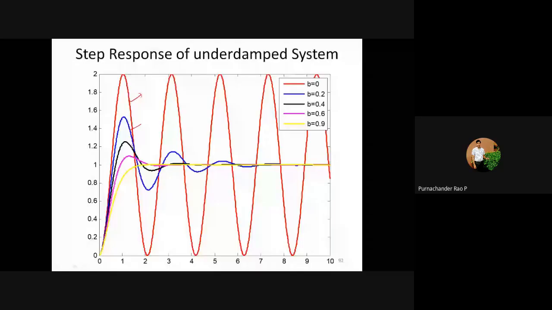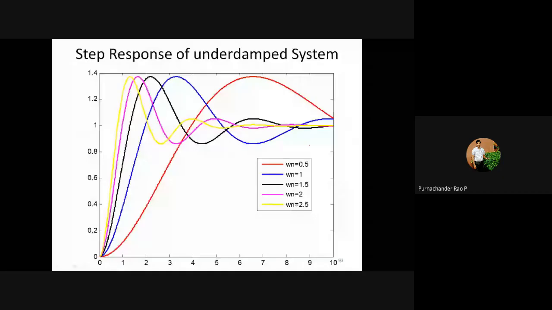Okay, so here the first one, b is equal to 0, means zeta is equal to 0. So undamped, it is continuously oscillating. So the system is always unstable. It will not come to the steady state value. This is also the response with different values of natural frequency omega n.